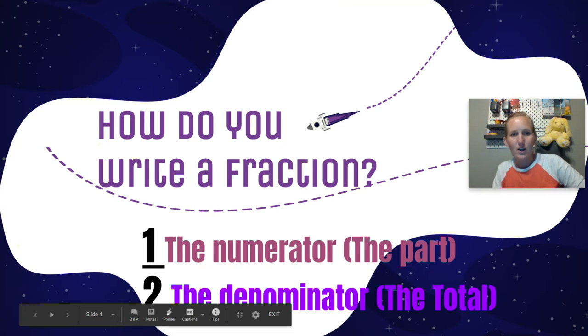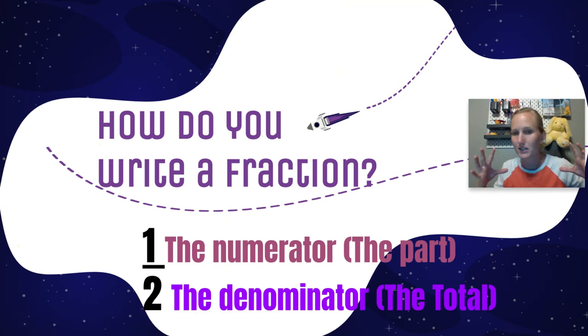All right, so a fraction is written like this. On the top is the numerator. That's the number of the part. And the bottom is the denominator, and that's the total number you have of pieces. Think about it as a pizza, and there's pieces of pizza.